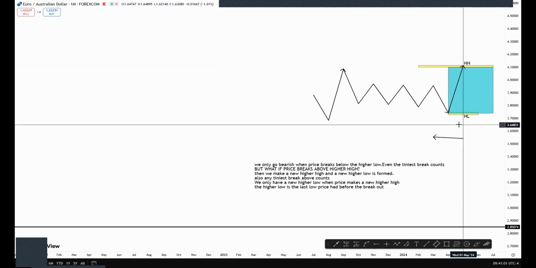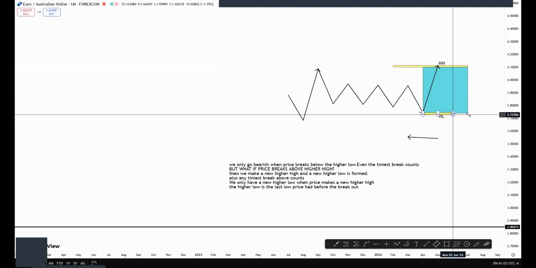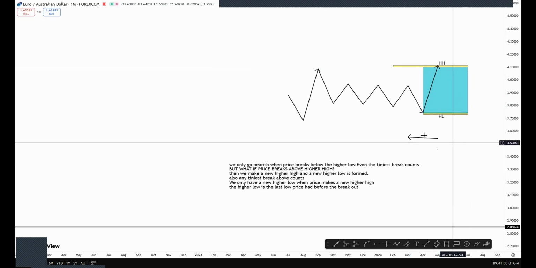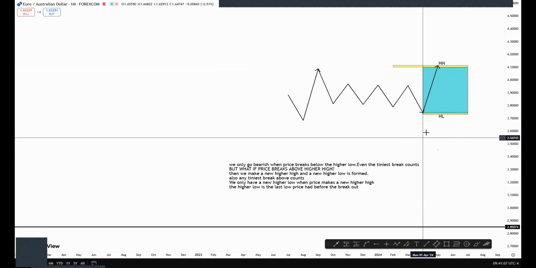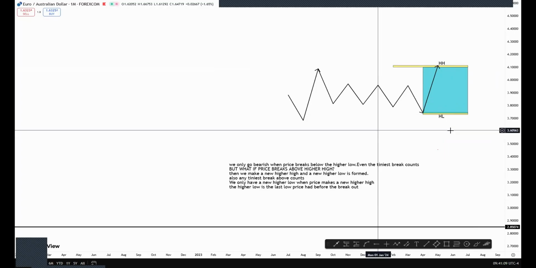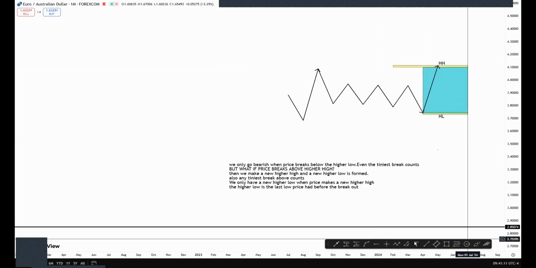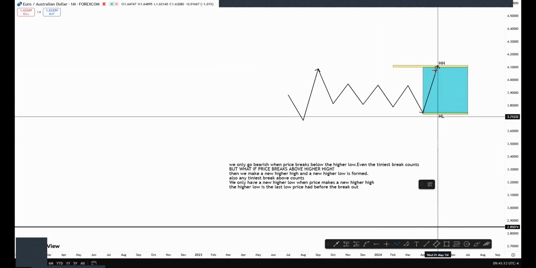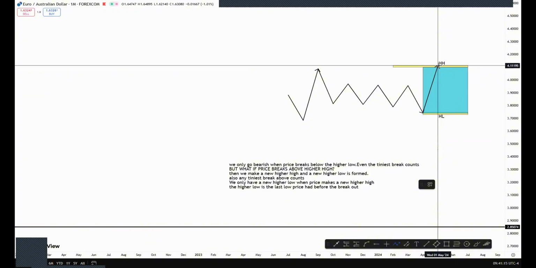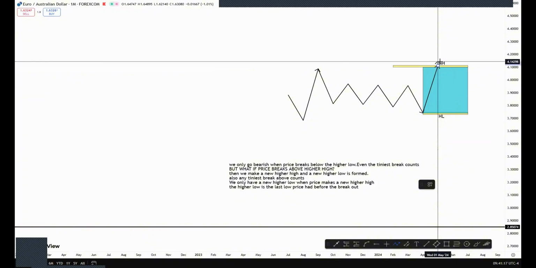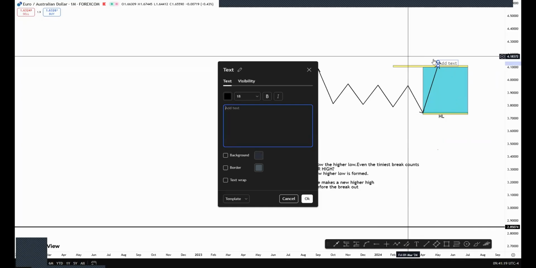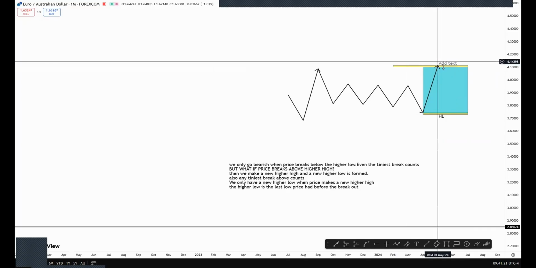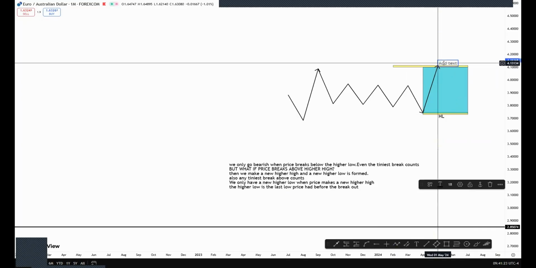Okay. And always remember that we are only going to have a new higher high, meaning price to go above, if we break above this level, okay? And if price, let me do this. Okay, this is our higher low.